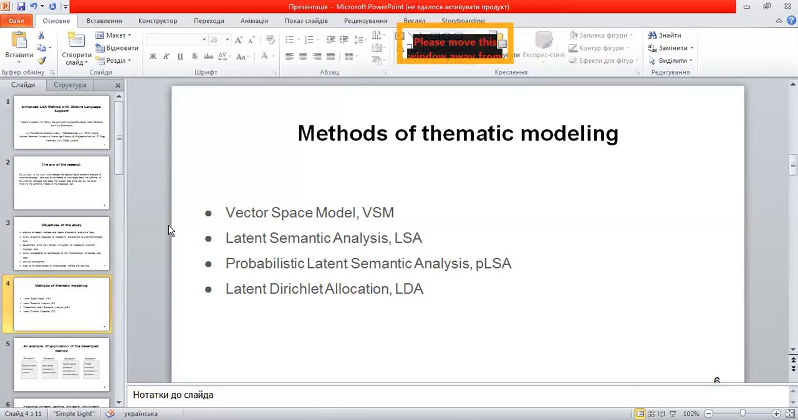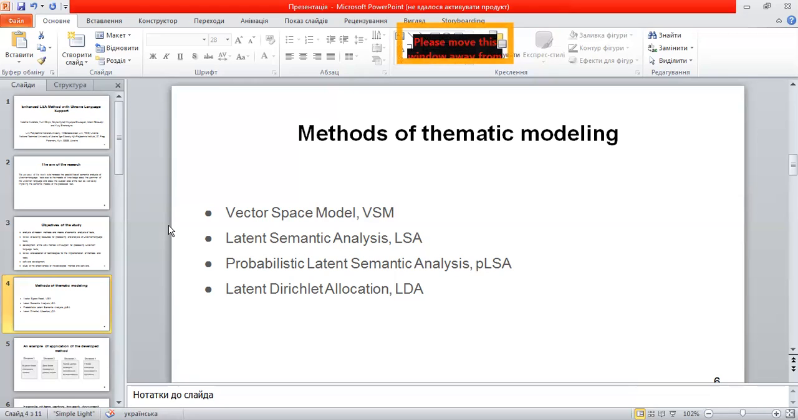Enhanced LSA method with Ukrainian language support. A corpus of Ukrainian language texts is submitted to the input of the model, each of which must have a title and content to be analyzed. The body should contain a sufficient number of documents on various topics so that the model can highlight several different topics. The corpus should not contain duplicate documents.